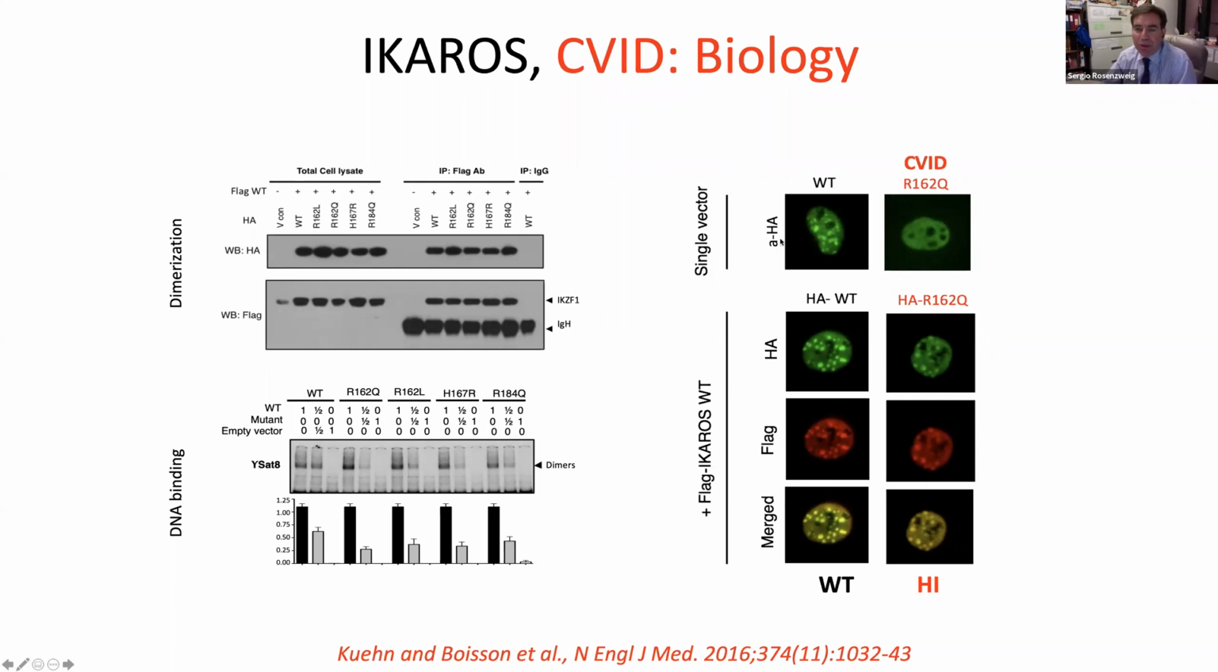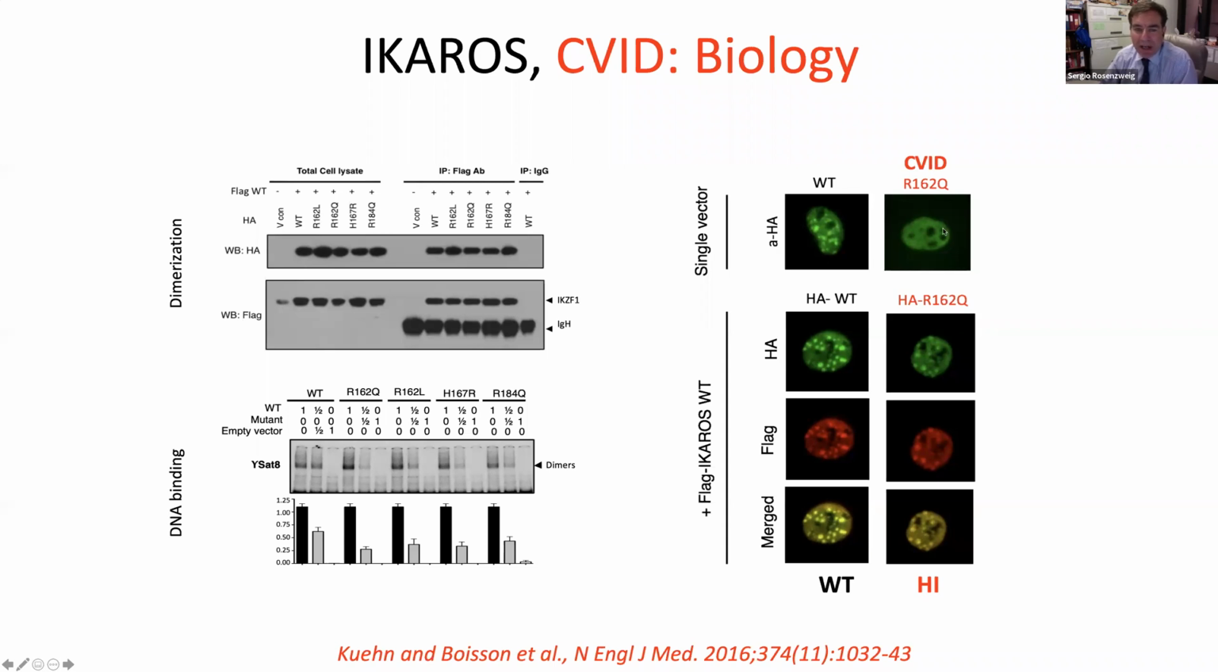Here you can see we transfected cells with the wild type or with the mutant. When we transfected the cells with the wild type, it was this dotted pattern. That is the one that we expect with wild type IKAROS, and you can see that the mutant could not bind to the DNA at the pericentric heterochromatin. So this mutant doesn't follow the normal pattern of binding to the DNA.